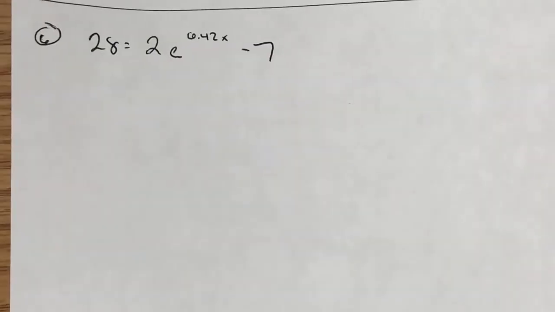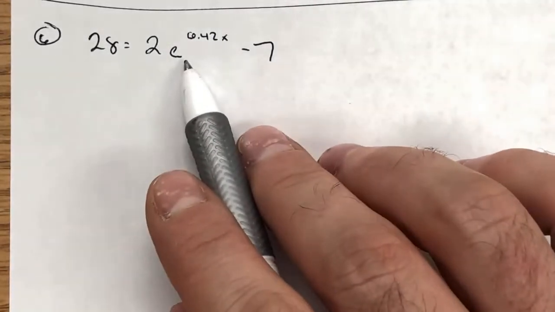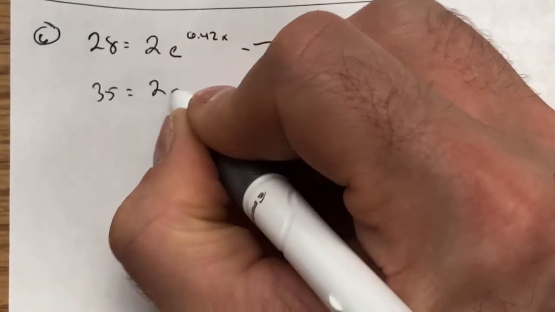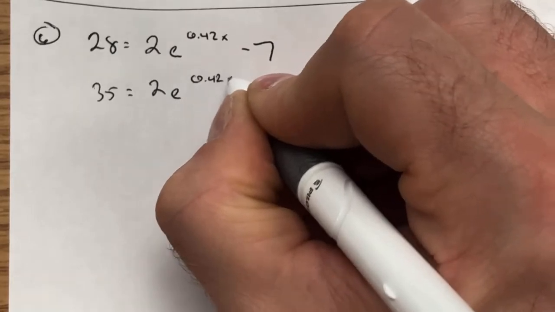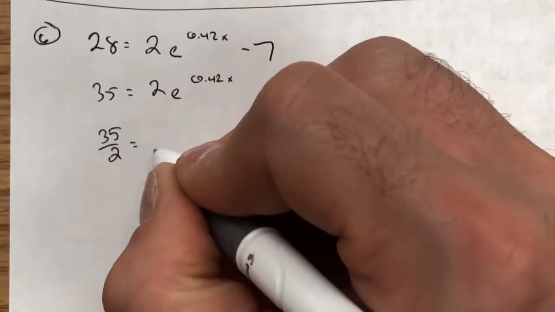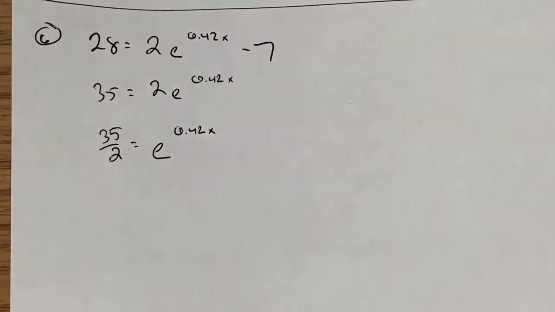Okay, so we're going to solve this one pretty much the same way that we just did the other one, except instead of a natural log, I have a base e. I'm going to try and isolate this base e by adding the 7, which gives me 35 equals 2e^0.42x. I'm going to divide by 2. 35 divided by 2 equals e to the power of 0.42x. And I get this right here.